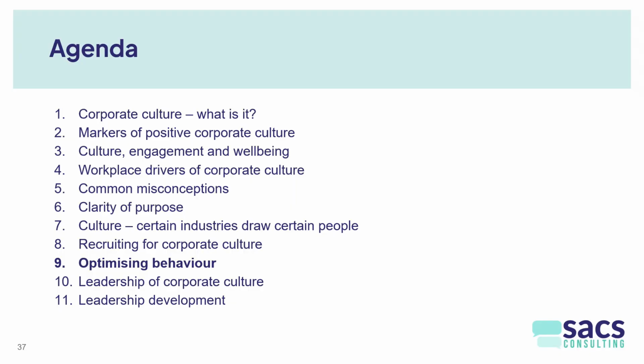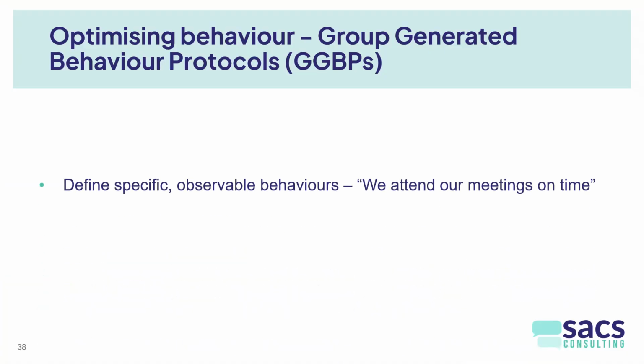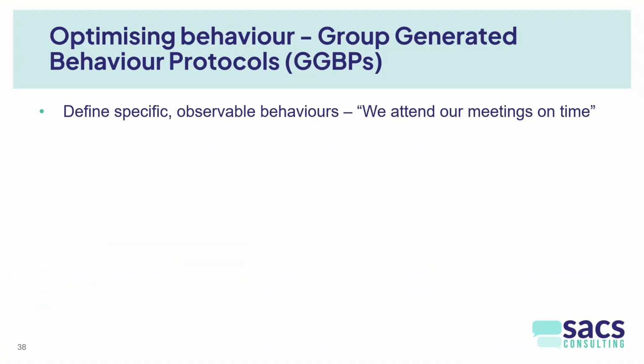So those of you who've watched the earlier videos will have heard me saying some very uncomplimentary things about mission, vision, values, how whilst they can be expensive and difficult things to build, they really don't have much impact on corporate culture whatsoever. So here's an alternative approach. This is a thing called group-generated behavior protocols.